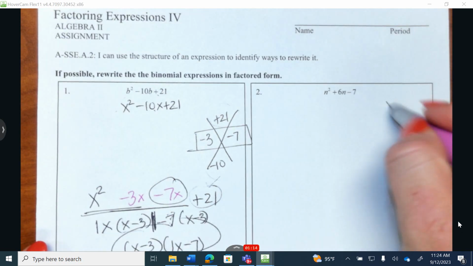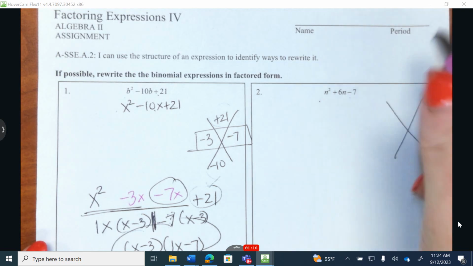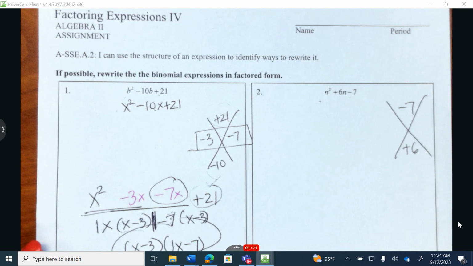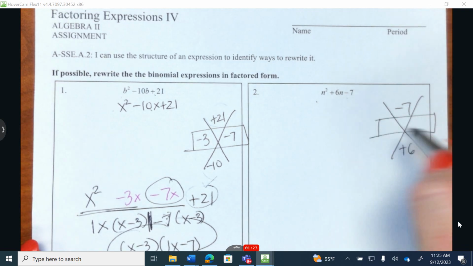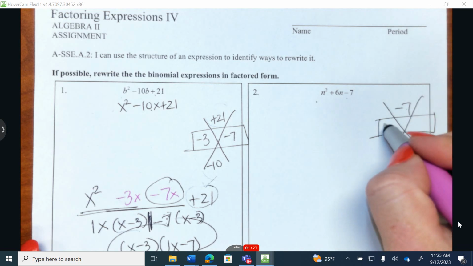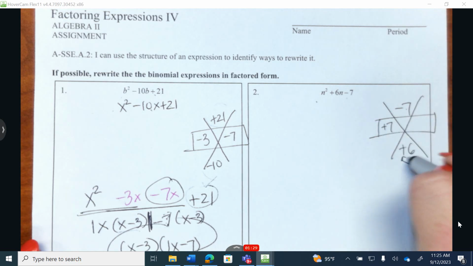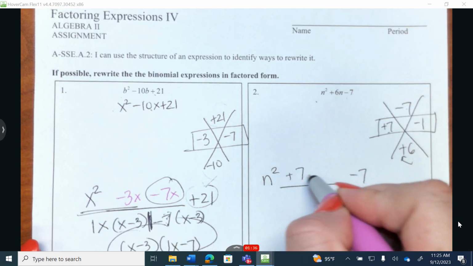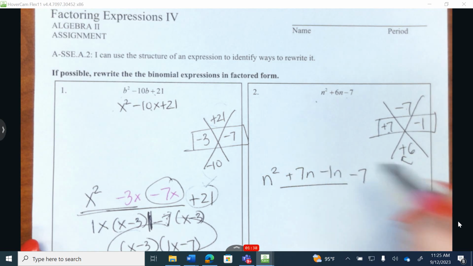Let's look at the next one, number 2. 1 times negative 7 is negative 7. And positive 6 is what we get combined. Let's find the combination. So it multiplies to give us negative 7, combines to give us a positive 6. So they're different signs. Larger number is going to be positive. Okay, so n squared minus 7. We have a plus 7n and a minus 1n.